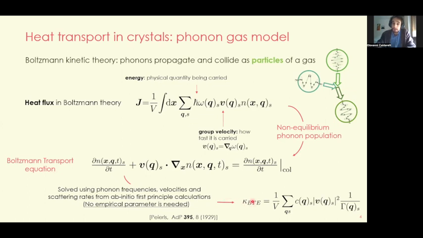This theory gives you an expression of thermal conductivity, which basically amounts to a sum over all the phonon states, testifying the fact that in this theory, every phonon contributes singularly to thermal conductivity.